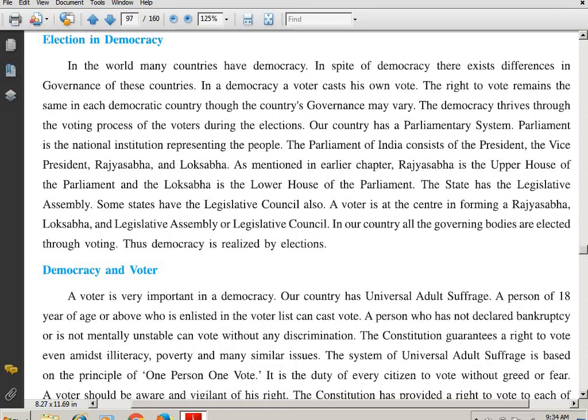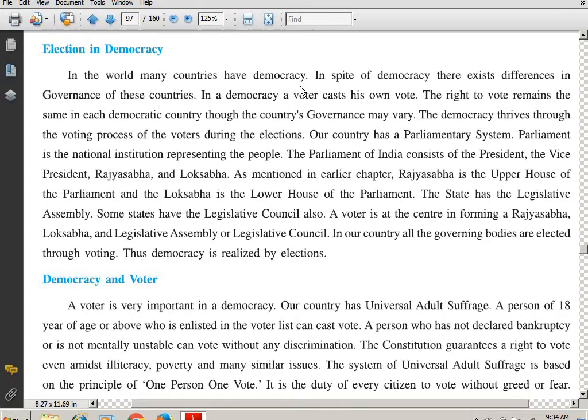So, election in democracy. In the world, many countries have democracy. In spite of democracy, there exist differences. In the world, many countries have democracy. But what happens? In spite of democracy, there exist differences in governance of these countries. So how the country is governed differs in each country.